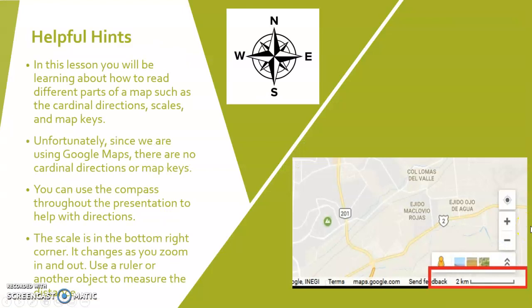Here are some helpful hints to assist you along the way. In this lesson, you'll be learning how to read different parts of a map, such as the cardinal directions, scales, and map keys. Unfortunately, since we're using Google Maps, there are no cardinal directions or map keys, but I'll provide you with a compass on every slide. You'll notice that the colors on the map, whether it's a city, body of water, forest, or another landform, will be shown in different colors.